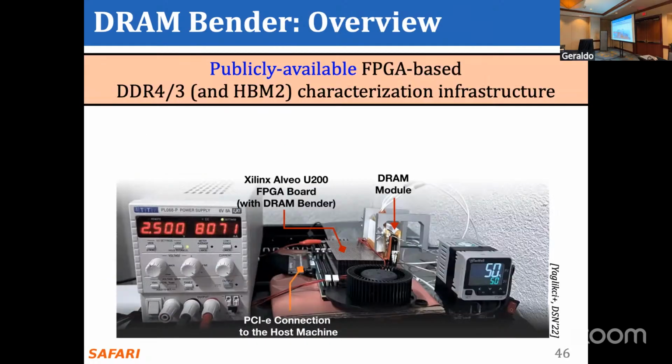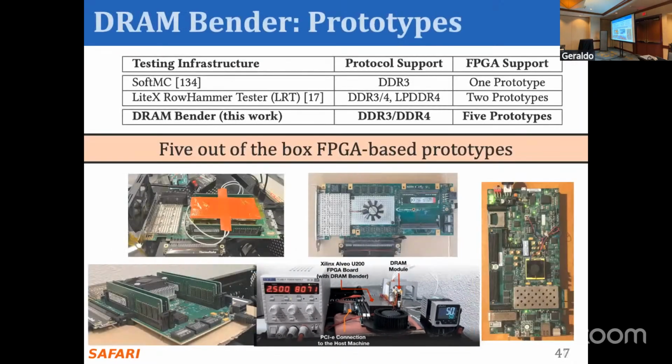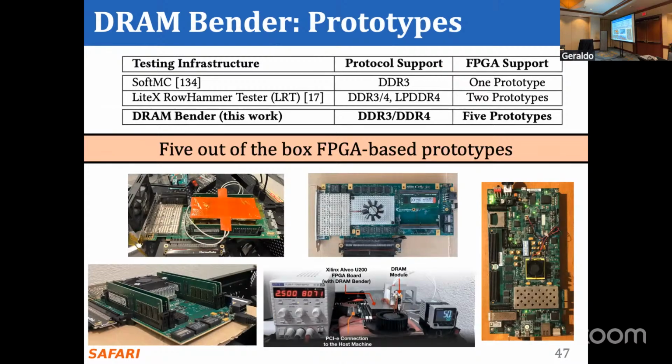So in the end, we have DRAM vendor. It's a publicly available FPGA-based DDR4, DDR3, and HBM2 characterization infrastructure. And it's easily programmable using the C++ API we provide. This was just one FPGA board. We have 5 different prototypes. All of them you can start using. We actually have 7, but I didn't update the slide. You don't see the HBM2 boards we support here. But if you're interested, I would be happy to get in touch with you and describe those details. Anyways, we have a lot of FPGA-based prototypes that are ready for you to use out of the box.